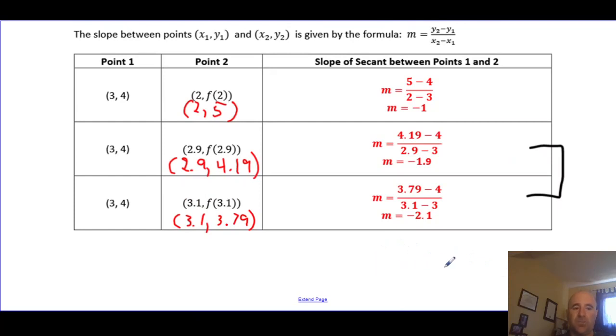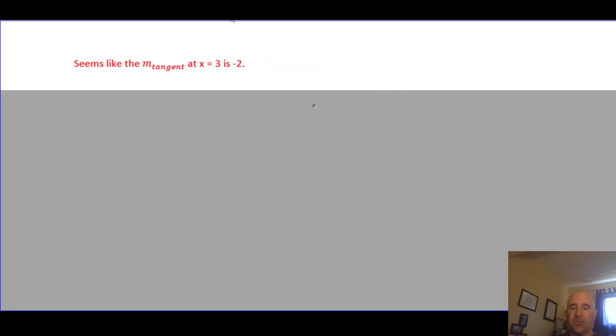So I think we can say pretty comfortably that the slope of this tangent line at x equals 3 is equal to negative 2. Now, as it turns out, it is exactly negative 2. That we will worry about later. For now, you can just say it seems like, or a good estimate is negative 2.